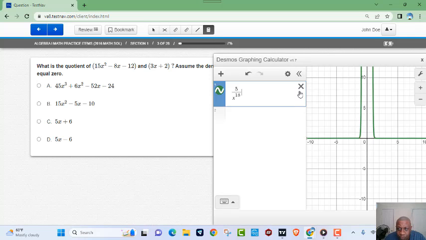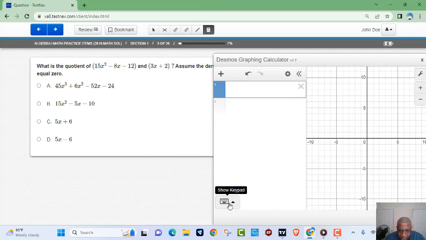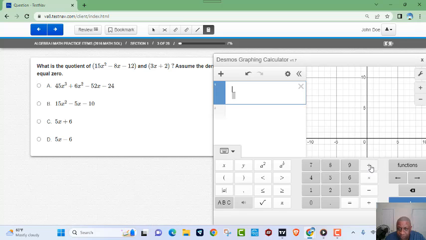So let's clear out this previous information here. Let me put in my division symbol, and let me put in 15x squared minus 8x minus 12, and that's divided by 3x plus 2. Okay, so we get that line there that we see on the right on Desmos.